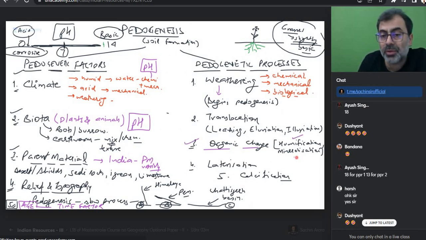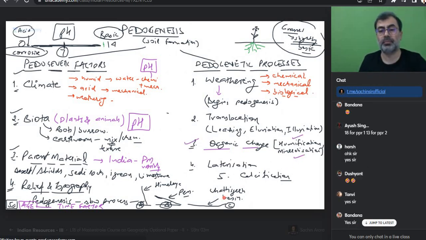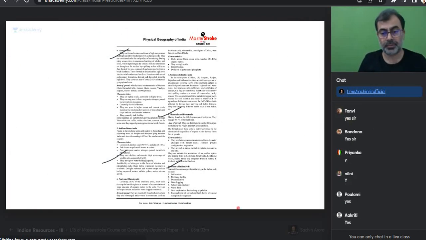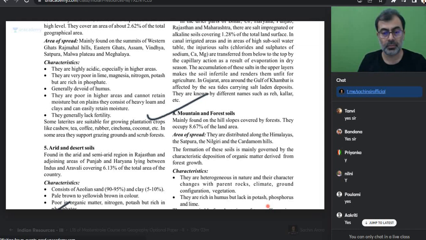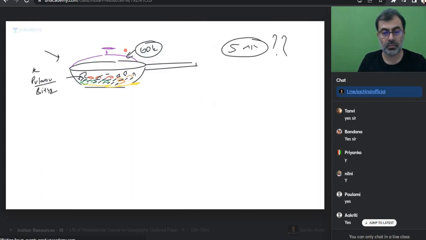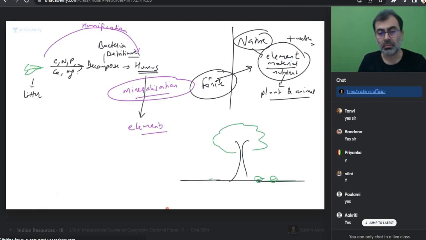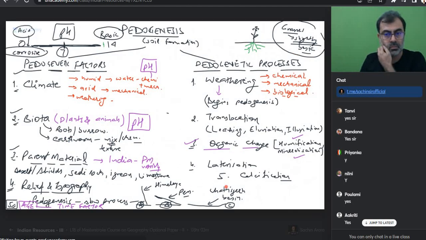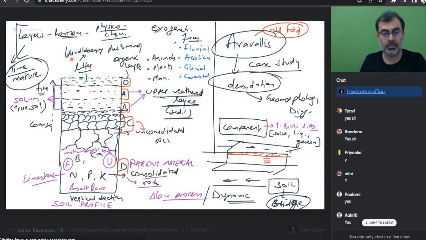Organic change. Do we understand humification, mineralization, everything okay? Perfect. आइए फिर. इसको हटाते हैं. All the processes are done.